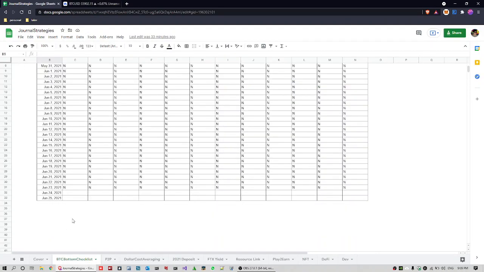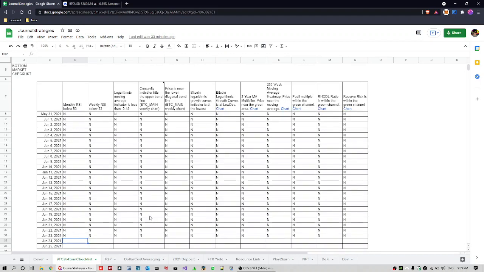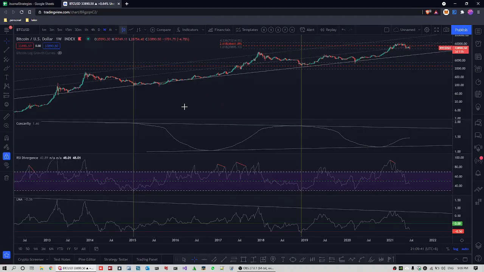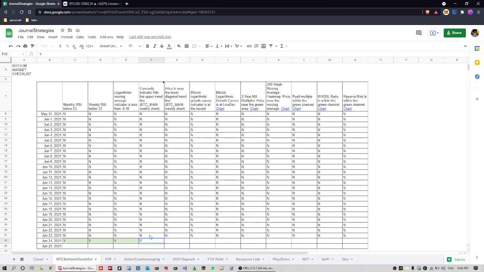So for example, let's just say, don't mind the dates yet, that this is a yes, a yes, a yes. And then the concavity indicator hits the upper trend line. This indicator, the concavity indicator, or the moving average of this concavity indicator, is hitting this upper diagonal trend line, which in these two cycles they have hit. So this is a yes as well.